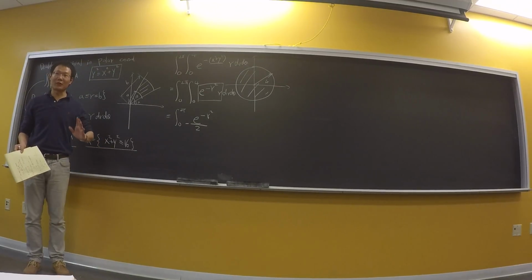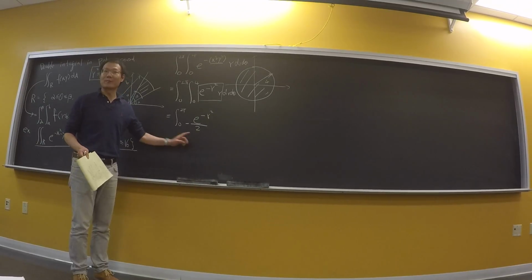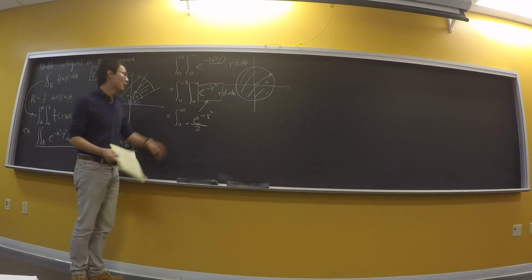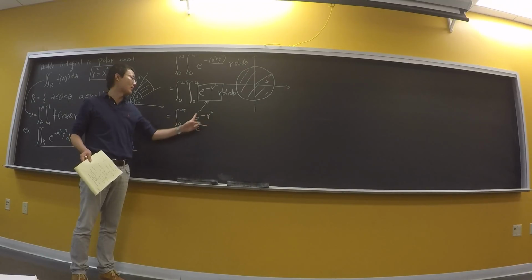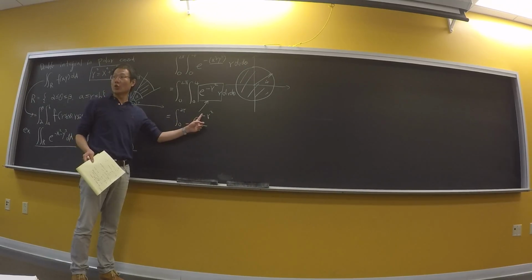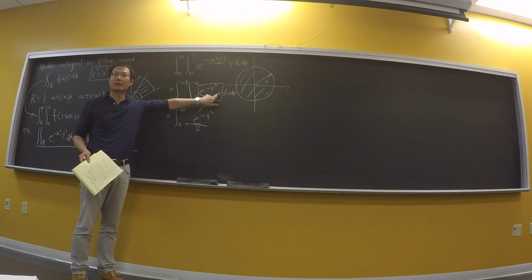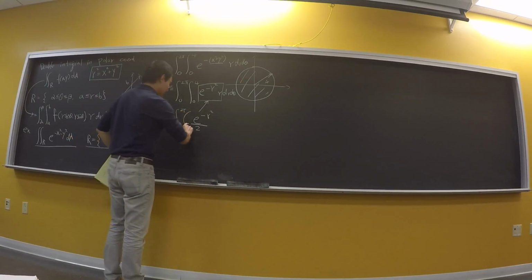Still, if you're not fully convinced that this is the correct function, what do you do? You take the derivative and see whether you end up with this function again. You take the derivative of the exponential, it stays, so it's e to minus r squared. And then you pull down minus 2r. Minus 2r will cancel the minus 2 here, and r will remain here. So this is indeed the antiderivative.